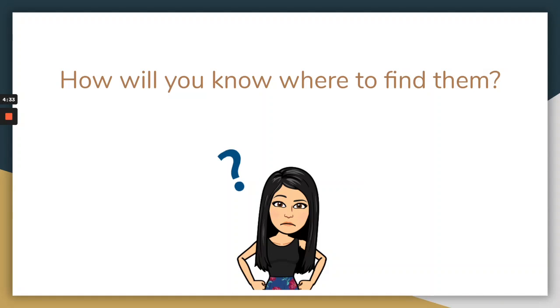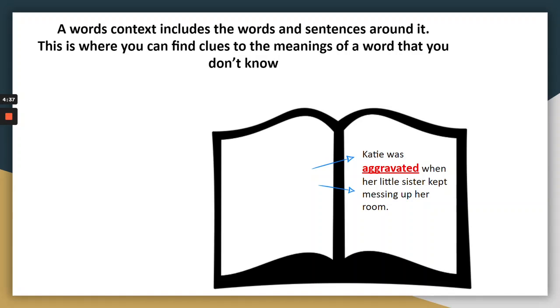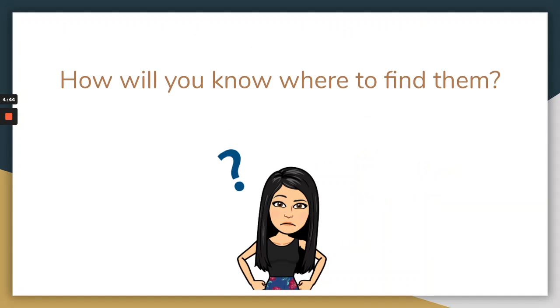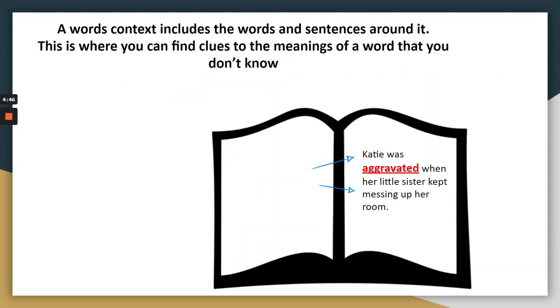Now, how will you know where to find them? A word's context includes the words and sentences around it. Where will you find the context? You're going to find the context in the words and sentences around that unknown word. This is where you're going to find clues to the meanings of a word that you don't know.